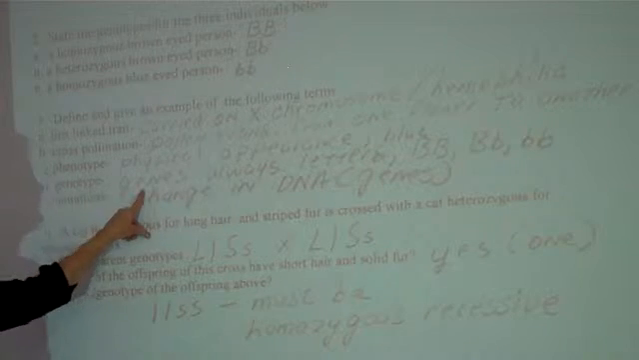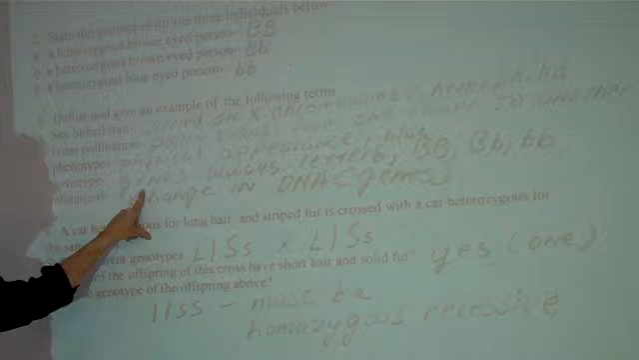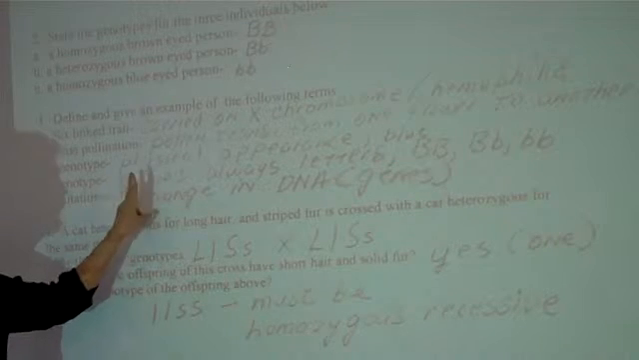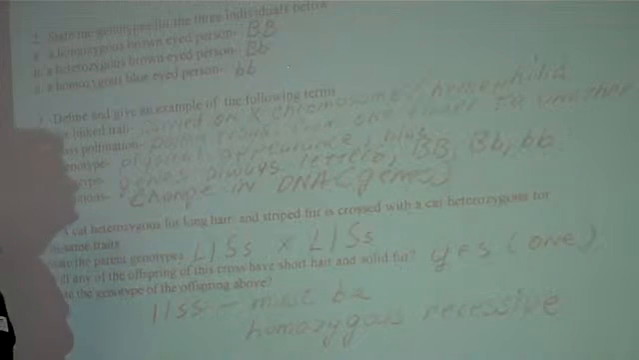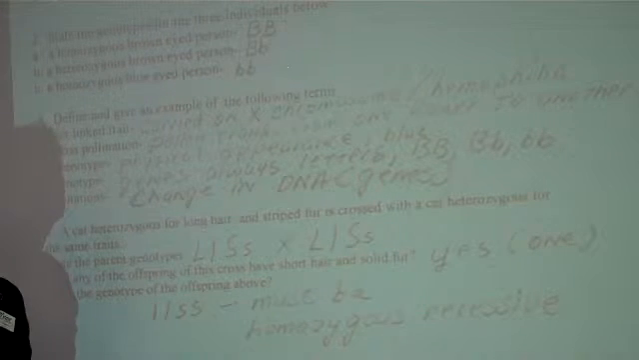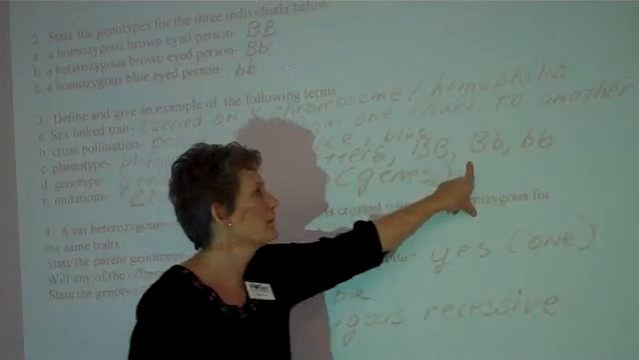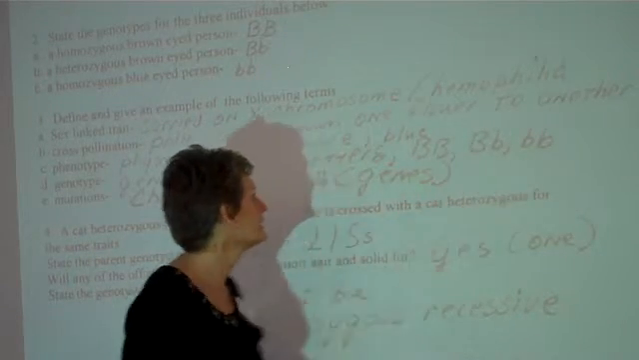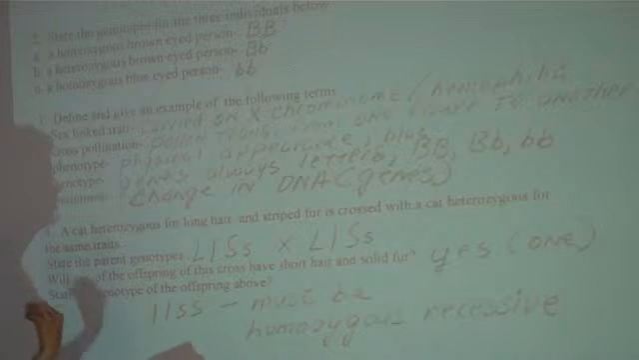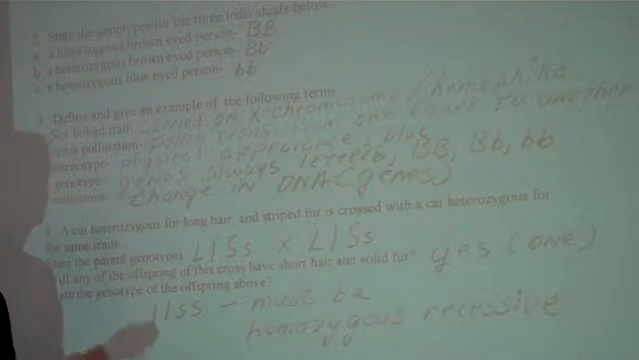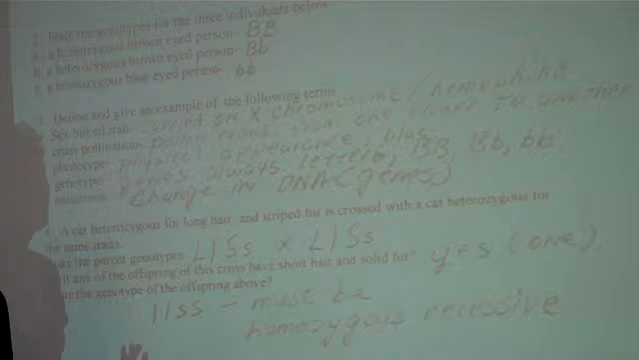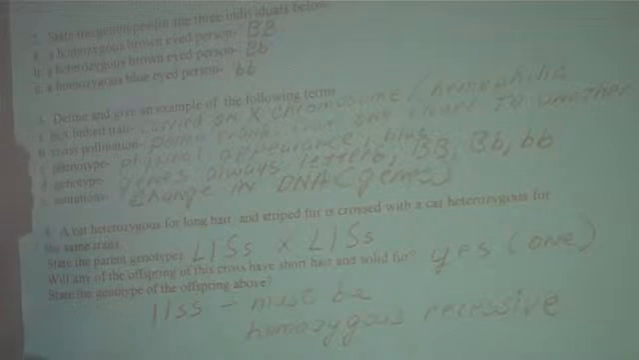Genotype, the genes. These are always written as letters. Possibly 2 capital letters for homozygous dominant, a capital and a lowercase for heterozygous, and 2 lowercase. On my paper, I have big B, big B, big B, little b, and little b, little b. Mutations, a change in DNA, or further, a change in genes. A lot of times these are considered to be mistakes. There can occasionally be good mutations.